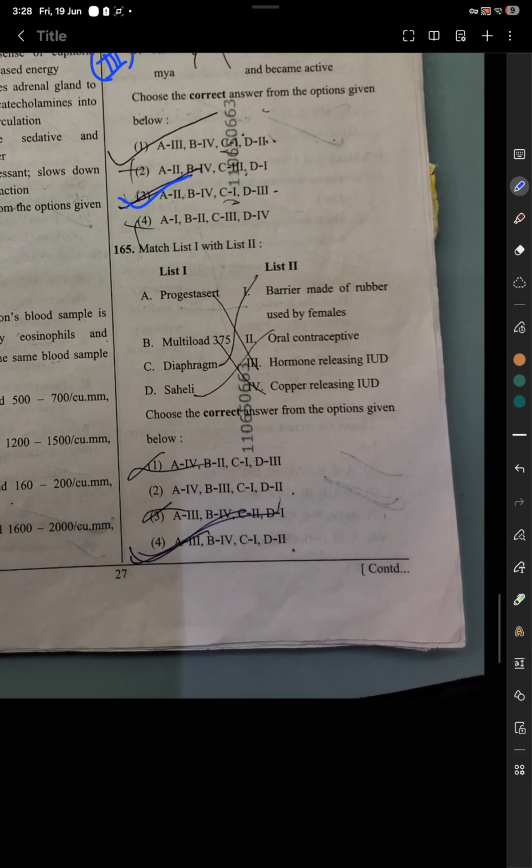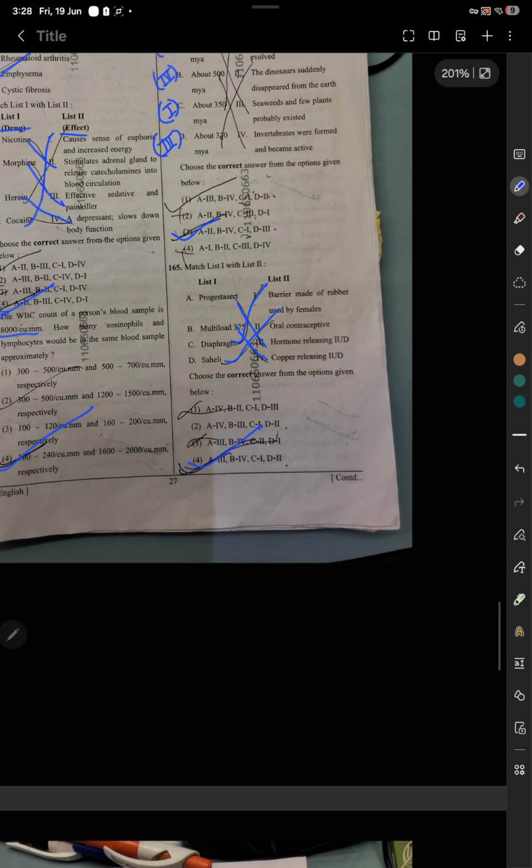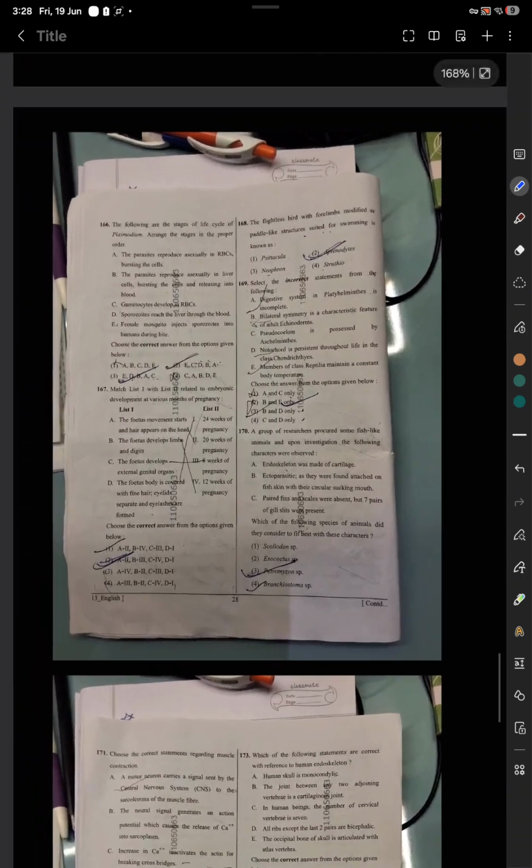Question 165. Match the following. So option number 4 is correct. For A it's 3, B 4, C 1 and D 2. Let's move to next question.